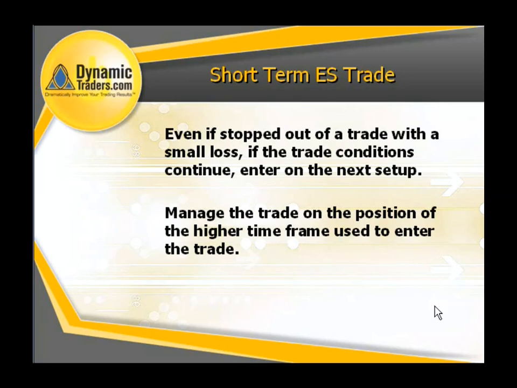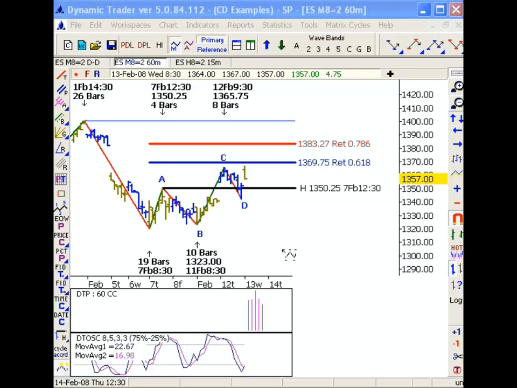So let's get started on this ES short-term trade example. We have showing the 60-minute data for the ES futures contract. That's the S&P E-mini contract. And let's take a look at the position of this market.